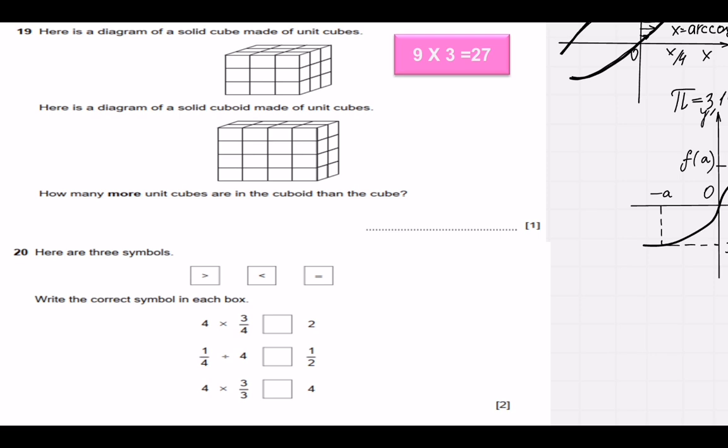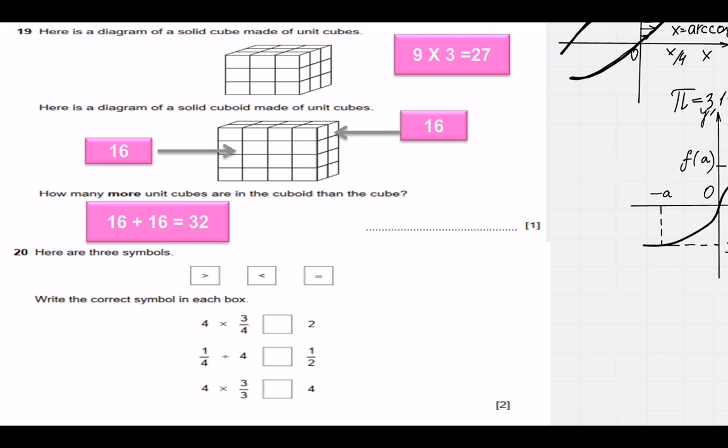What about the lower one? This part, the opposite, is 4 by 4, 16. And the one behind it is also 4 by 4, 16. 16 plus 16, 32. Just subtract 32 minus 27, it will be 5.